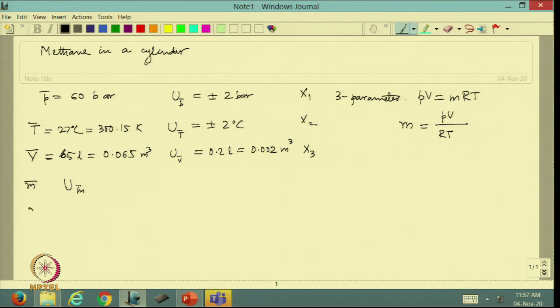So, to calculate the mean value of the mass, we just substitute these numbers there. R for methane we get from the tables as 0.5182 kilojoules per kg Kelvin, or we will use SI units consistently, joules per kg Kelvin. And of course, for pressure this will become 6 into 10 to the power 6 Pascal. This is 2 into 10 to the power 5 Pascal.